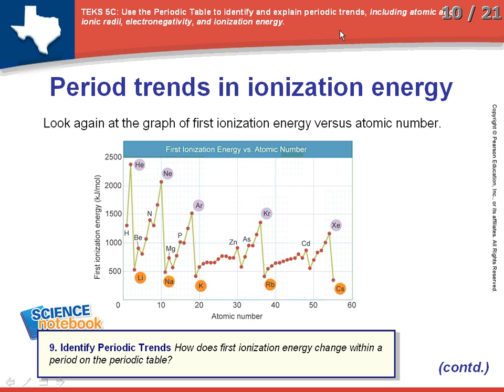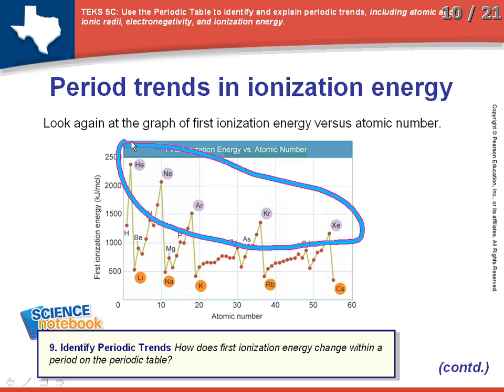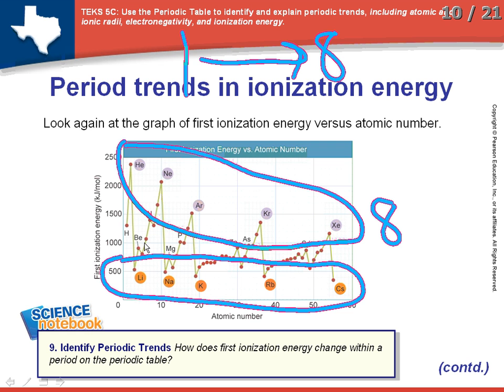Next, let's talk about it across the period. So looking at this data once again, how does ionization energy vary from left to right across the period? Remember, right here is group 8 on the far right, and on the bottom we have group 1 on the far left. So what do you see going on? Group 1 on the far left, and as we go to the far right in group 8, what happens?